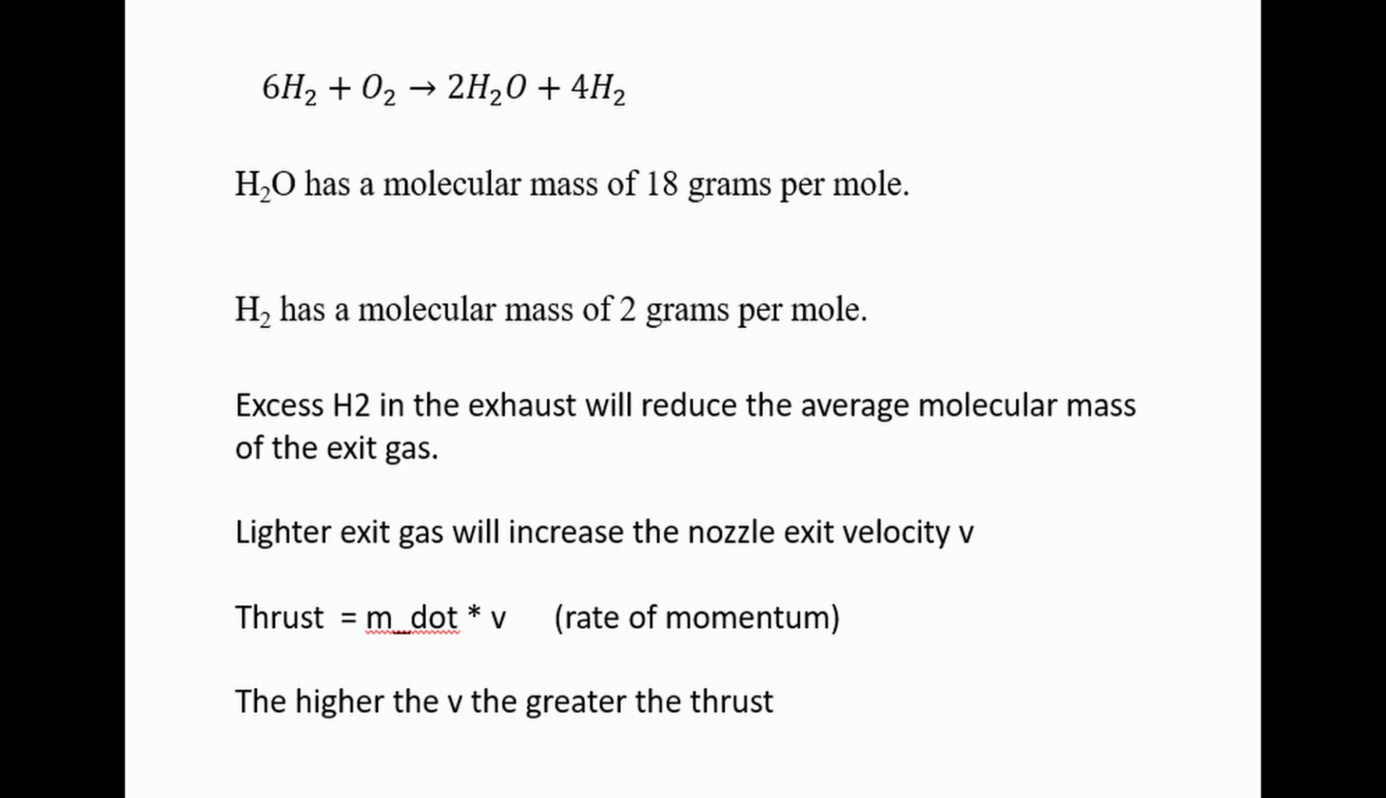H2 gas has a molecular mass of only 2 grams per mole. The rocket's thrust is essentially the rate of momentum, m dot v, of the gas leaving the rocket nozzle. The lighter the exhaust gas, the higher its velocity v will be. So for an equal mass flow rate m dot of rocket exhaust, the lighter the exhaust, the higher the v. So its m dot v thrust will be greater than the heavier exhaust gas with a lower velocity v.